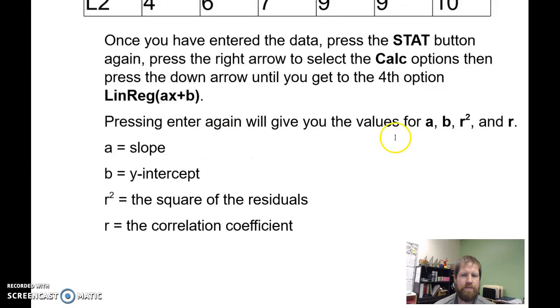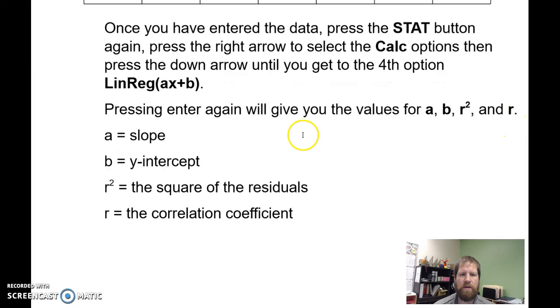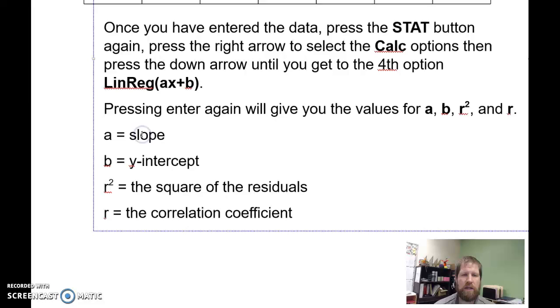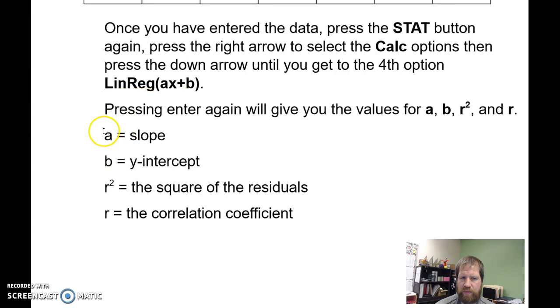If you hit enter, that'll pop up on the front of your calculator screen. You hit enter again, and you'll be given values for your a, b, r squared, and r. Okay, and those values are: a is the slope. Don't ask me why they didn't use m, but they used a. So a is going to be your slope, b is your y-intercept, r squared is the square of the residuals, okay, and then r is your correlation coefficient. Okay, that's what's going to tell you how well your trend line correlates to your data, and whether it's a positive or negative slope.